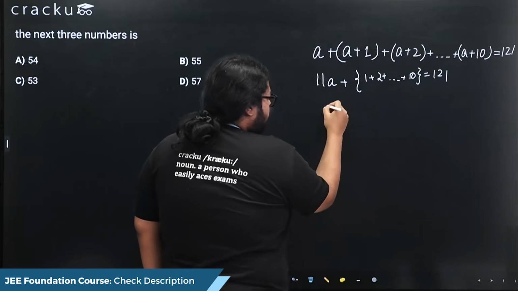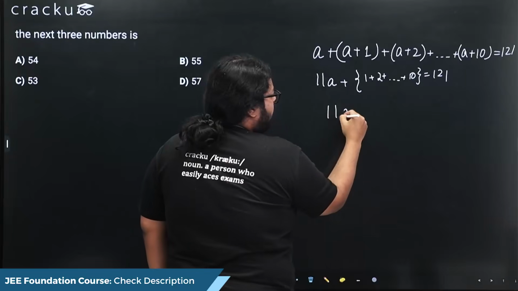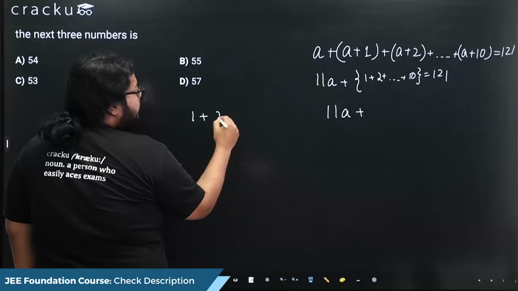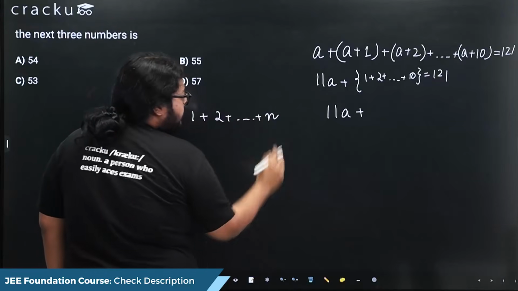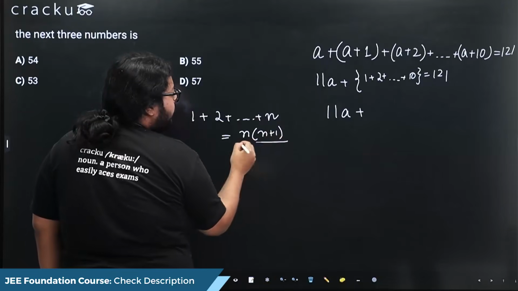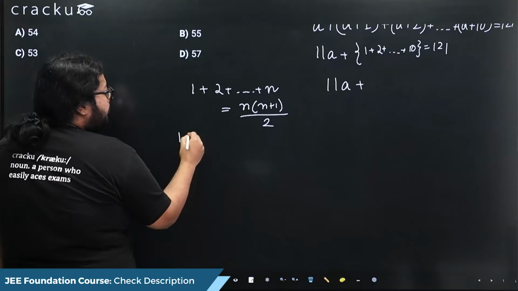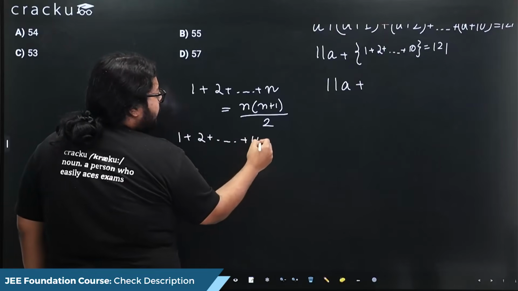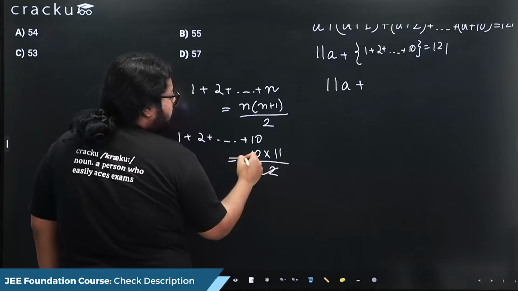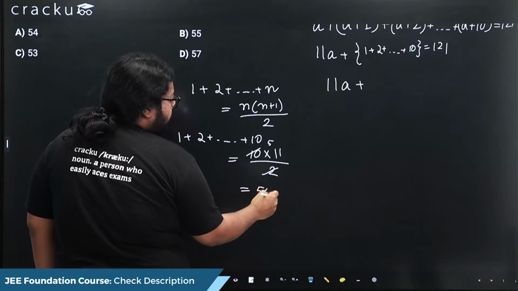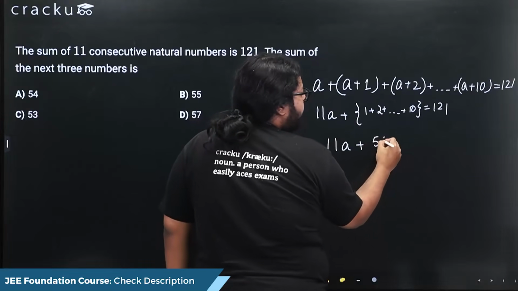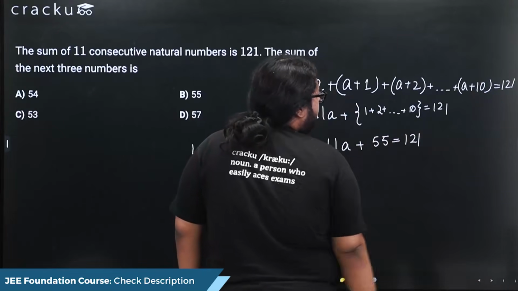The formula for the sum of the natural numbers up to n, 1 plus 2 plus all the way till n, is n into n plus 1 divided by 2. So 1 plus 2 plus all the way till 10 is going to be 10 into 10 plus 1, which is 11, divided by 2. So that's 55. So here I can directly write 11A plus 55 is equal to 121.